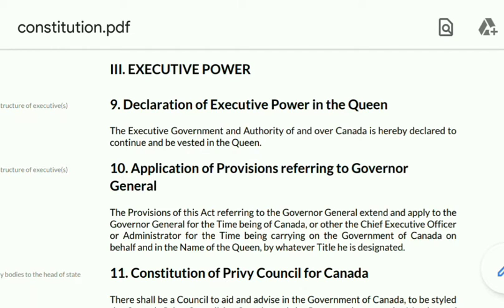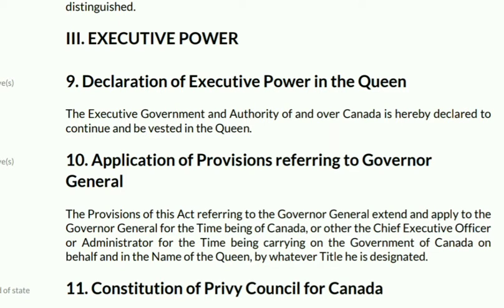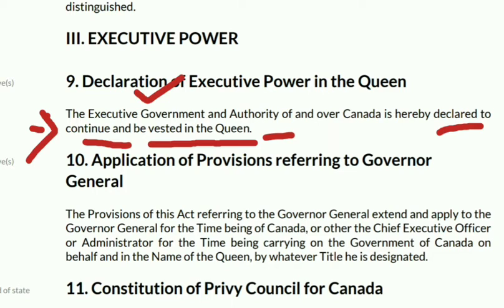Article 9. The heading of it is Declaration of Executive Power in the Queen. So, the article, as it mentions, says the executive government and the authority of and over Canada is hereby declared to continue and be vested in the Queen. So the executive head is the Queen, and the executive government and authority of and over Canada is with and only with the Queen, and is continued. Two things: first, it is continued, and it is vested. Earlier she was having the authority, and it is continued, and it is again vested in the Queen.